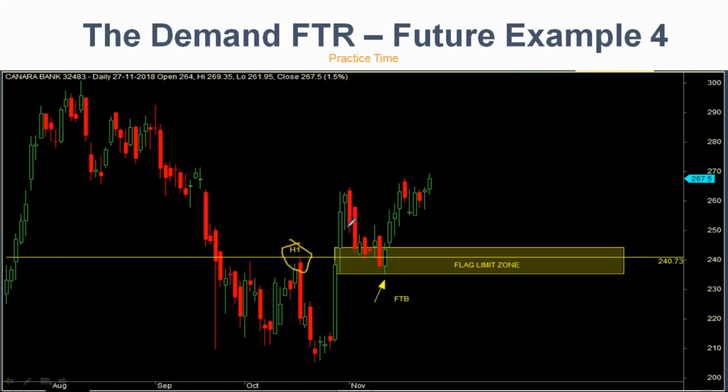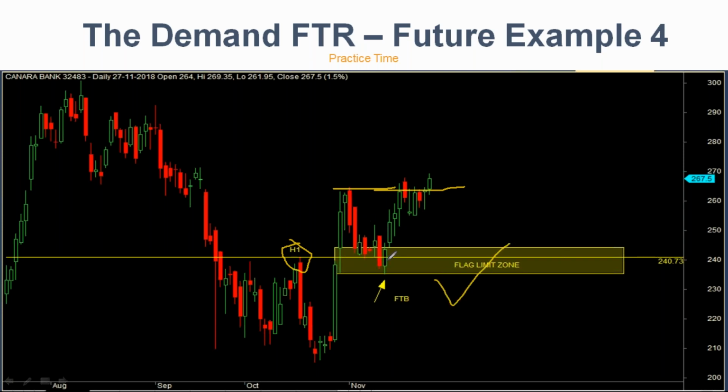H1 formed, H1 broken, H2 formed, H2 broken. So, my zone is this. That is one. Now, friends, look at this. This is also a wick to wick flag limit. Yes or no? Friends, it is a wick to wick flag limit and FTB it is.